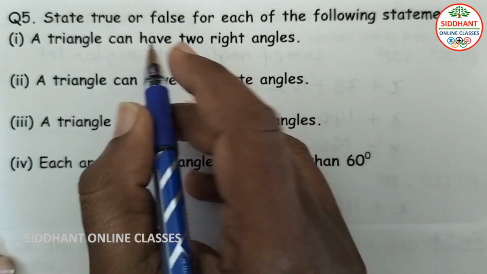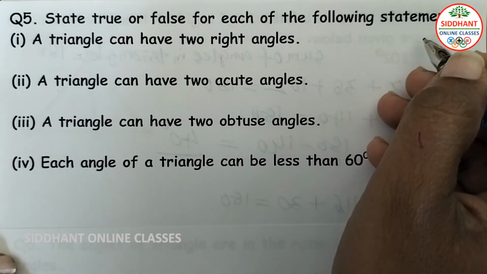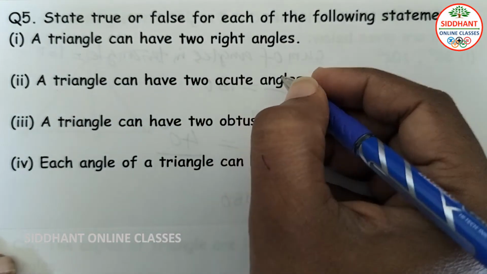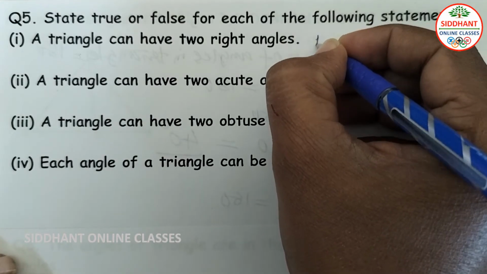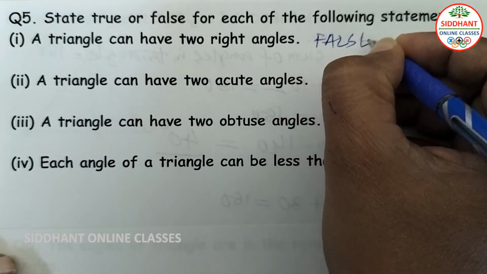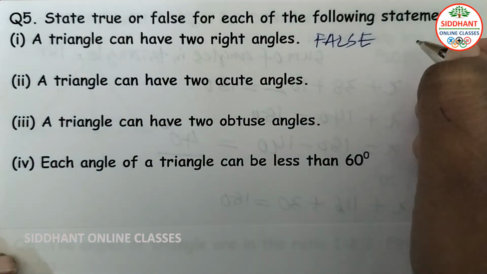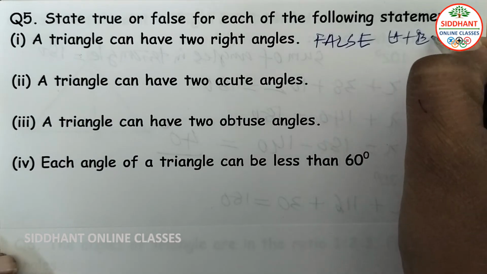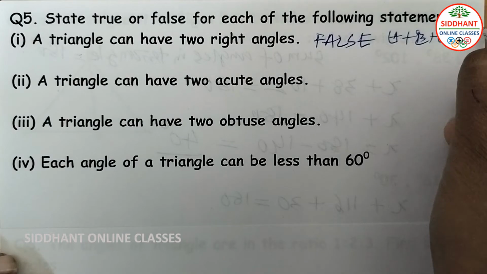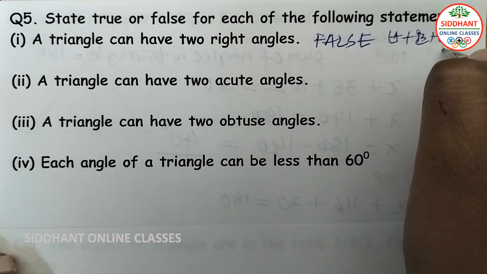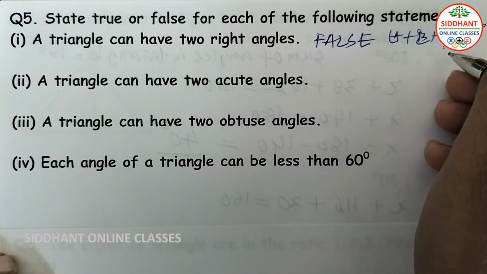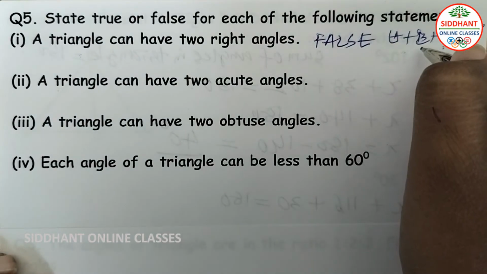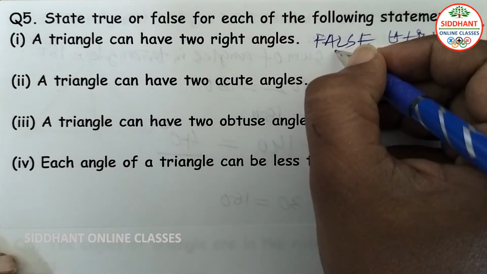Question number 5. State whether true or false for each of the following statements. First one, a triangle can have two right angles. This statement is false, because we can't have two 90 degree angles in a triangle. The sum of angles is equal to 180 degrees. So if two angles are 90 degrees, the third angle will be 0, which is not possible. So, in a triangle, two right angles, is it possible or not? The answer is, it is not possible. The statement is false.